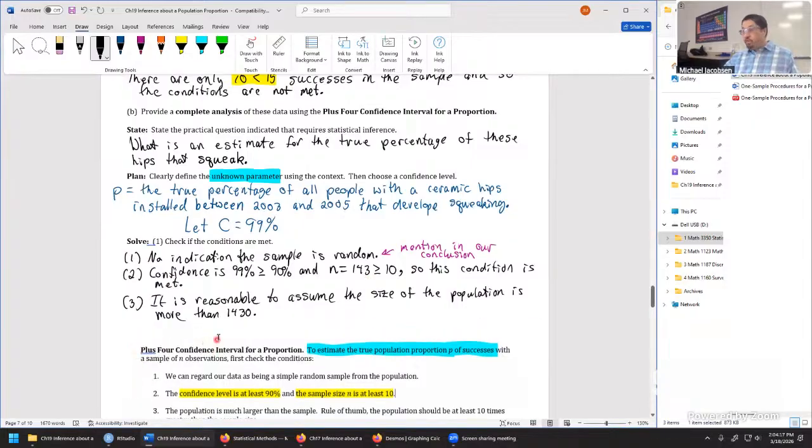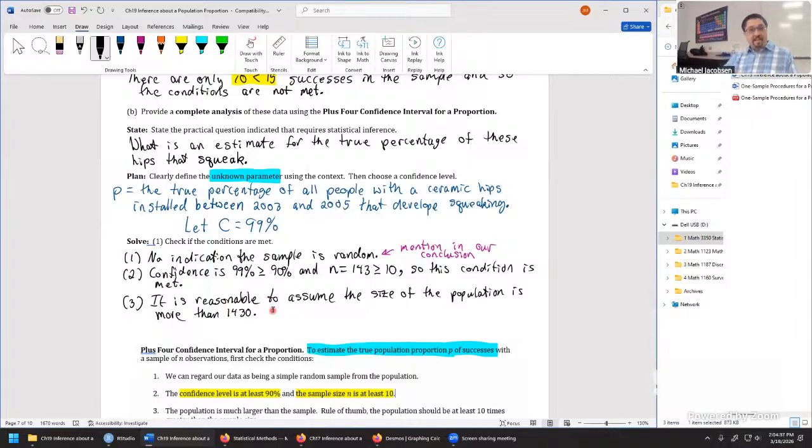So probably more than 1,430 ceramic hips were replaced between the years of 2003 and 2005. Again, if you have doubt on that and you say that's probably not feasible, that'd be all right as well. And then we'll just mention this shortcoming in the conclusion as well. So support your answer based on the information you see in the context.